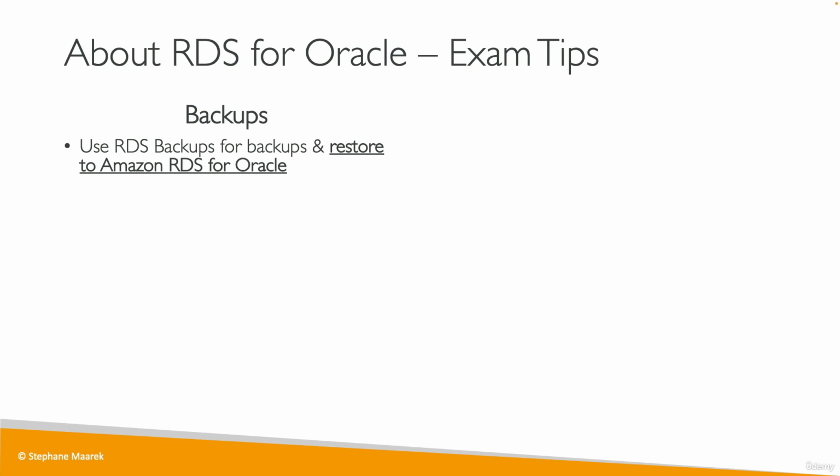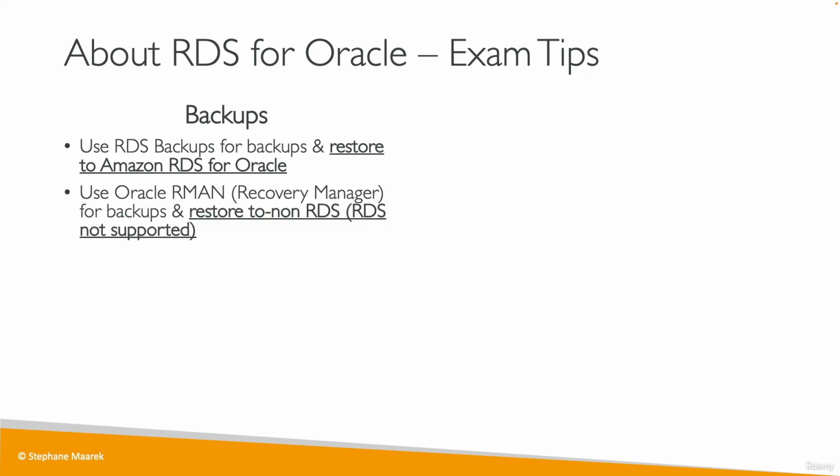RDS backups are used to backup and restore to Amazon RDS for Oracle, whereas Oracle RMAN, Recovery Manager, is used to backup and restore to non-RDS. Okay, RDS is not supported. So a graph will help.